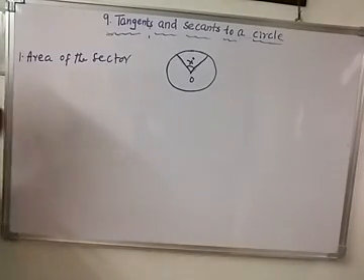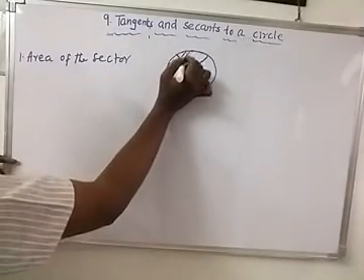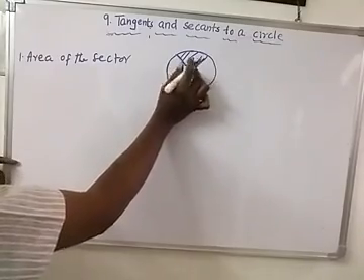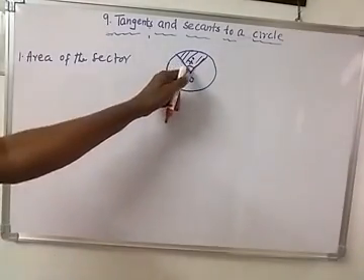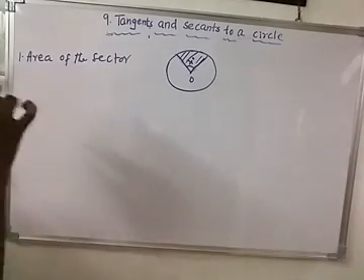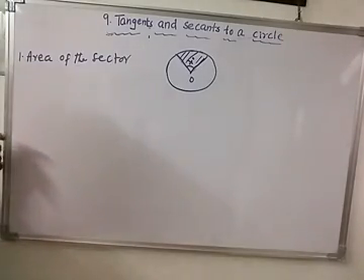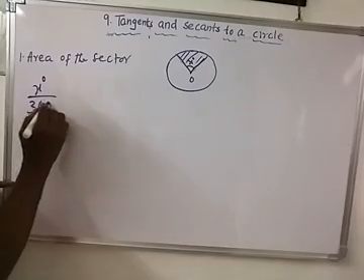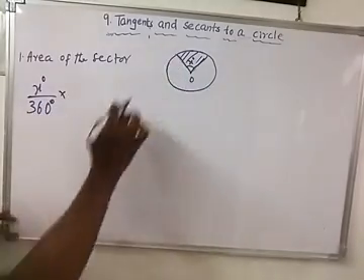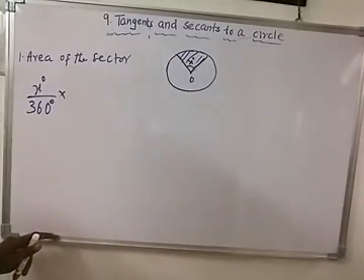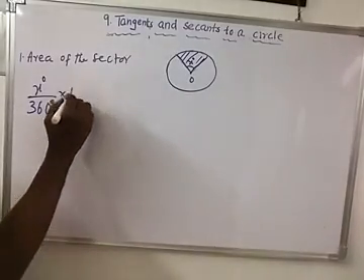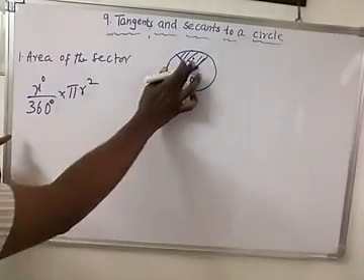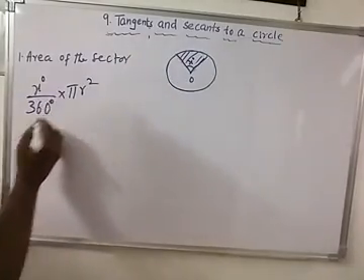What is the formula for the area of the sector? Here the angle formed between the two radii is x degrees. Then what is the area of the sector? It is x degrees by 360 degrees times the area of the circle, that is pi r square. So the area of the sector is x degrees by 360 degrees into pi r square.